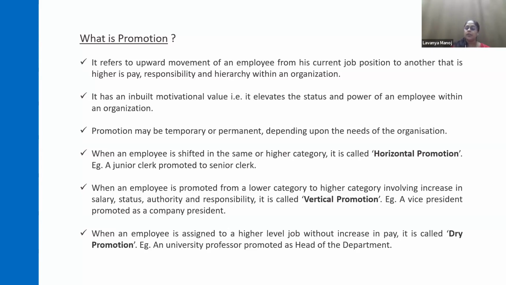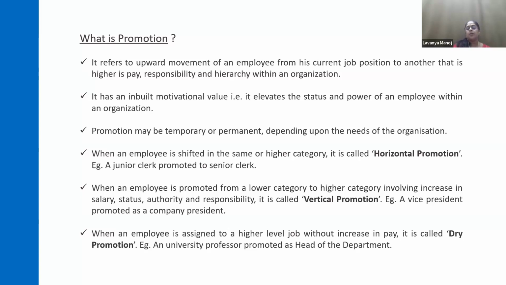And when an employee moves within the same category but to a higher level, for example, junior clerk to senior clerk, or a junior executive to senior executive, and a manager to senior manager, these kinds of promotions are called horizontal promotions. So it's a manager in the marketing division who is promoted to a senior manager. Previously he or she was in a junior category, now the same category, within the same department, same responsibilities, everything is the same, maybe with a salary hike. So a little more authority and responsibility. So this is called horizontal promotion.